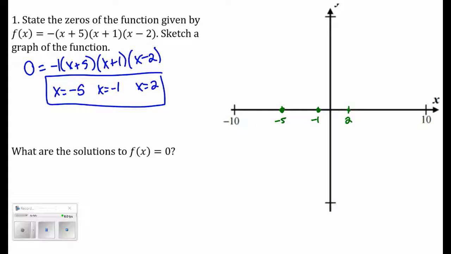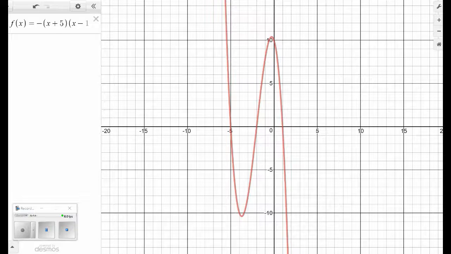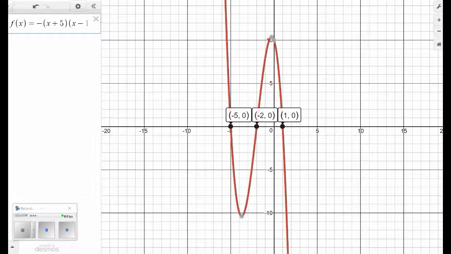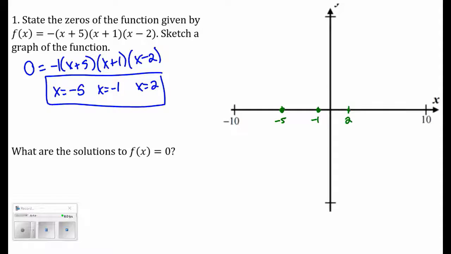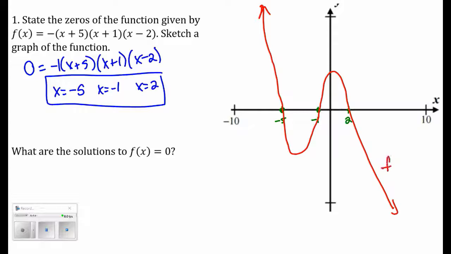So let's go to your graphing calculator. I'm going to go to Desmos to do this because it looks nicer. Here's the overall shape of this polynomial. It has a 0 at negative 5, negative 1, and 2, just like we expected. So I'm going to sketch a graph of that. The function starts up here, hits negative 5, turns around, and goes back down there at negative 1. That's a sketch of the function of f of x.